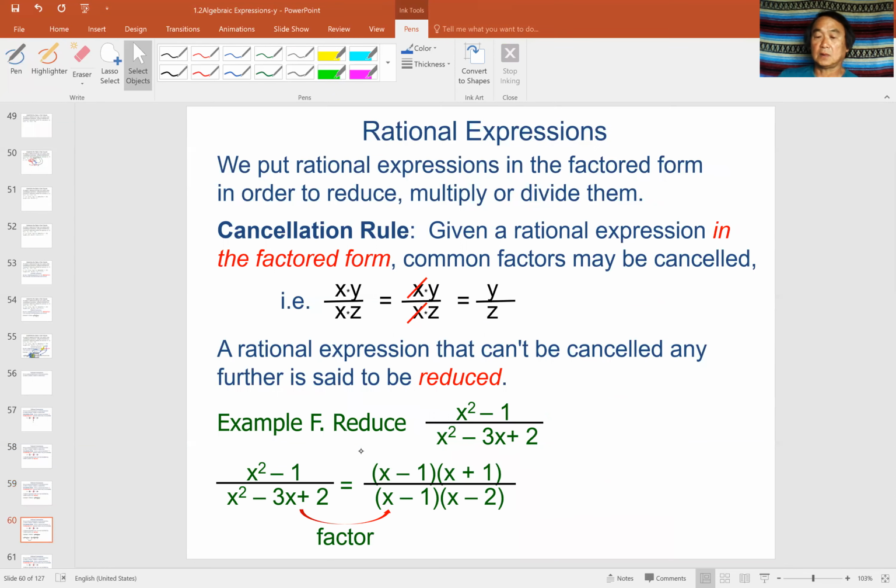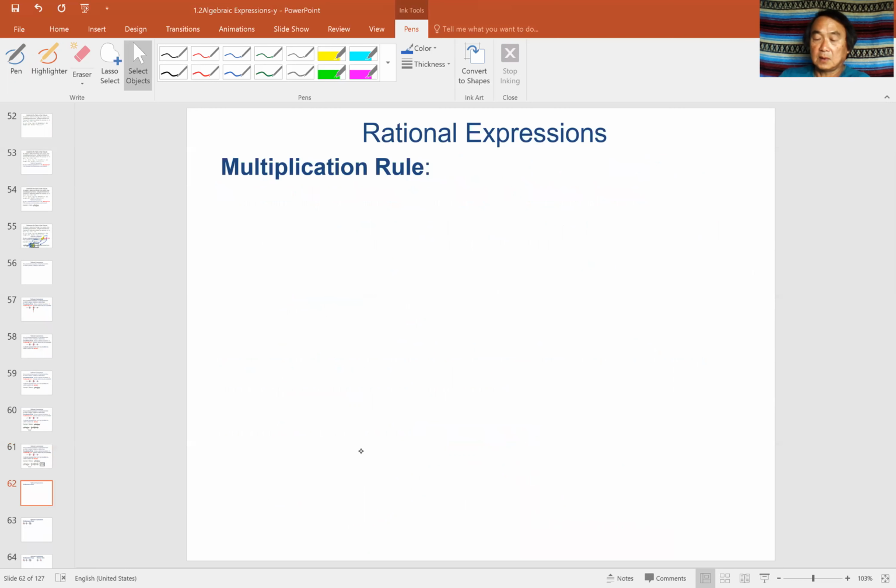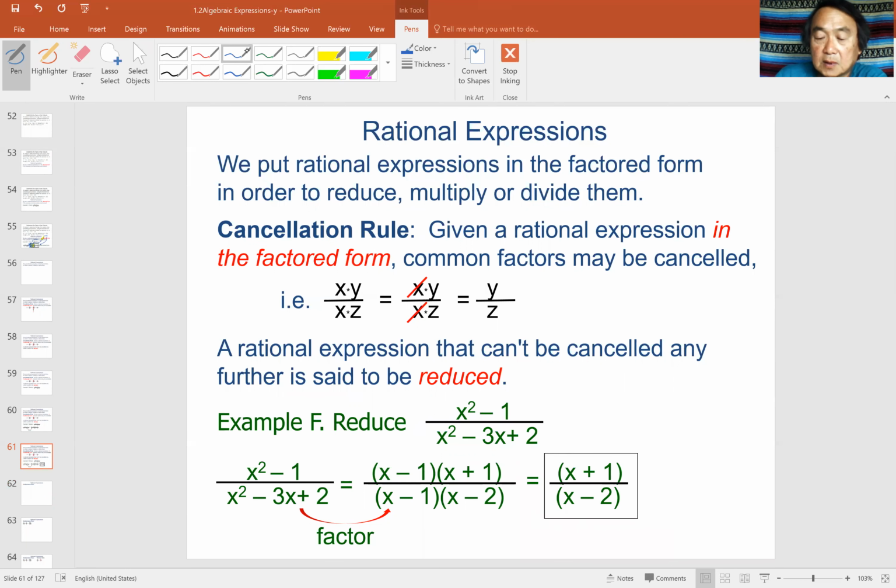So the x minus 1 may be canceled out. A lot of times in mathematics, we just cross this out and put a 1 there if you want to. Then the result is that.